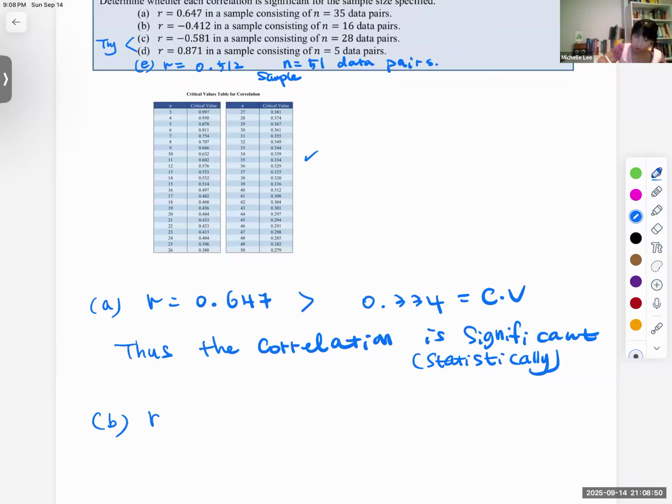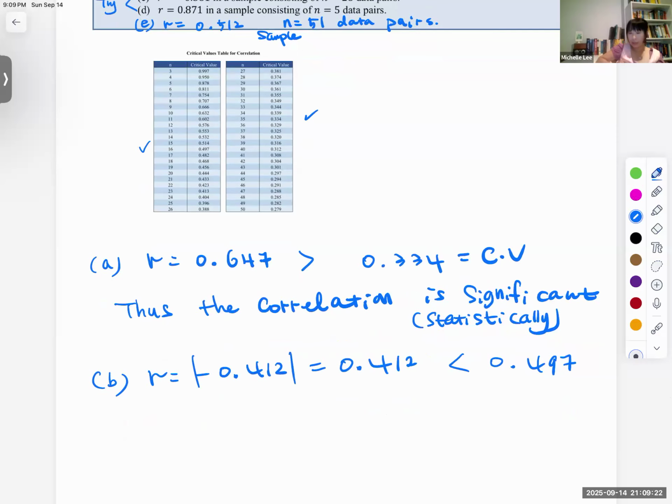What do you get? R equal to negative 0.412. So we have to take the absolute value, right? So absolute value, that means 0.412. When n equal to 16, so 16 is here, which is 0.497. So which one is bigger? The critical value is bigger, right? Then we can say that the correlation is not statistically significant. Yeah.